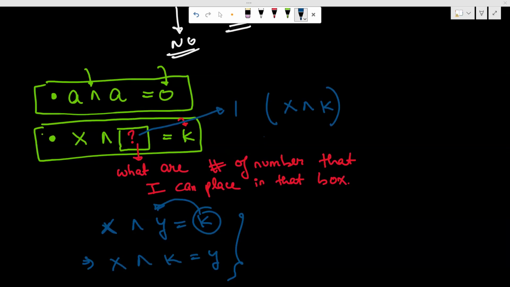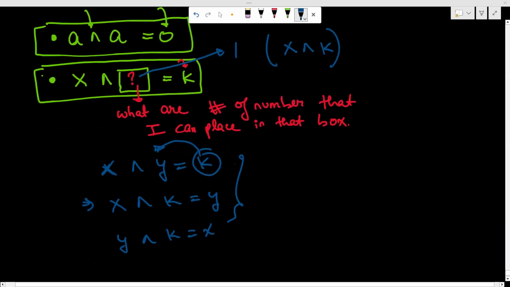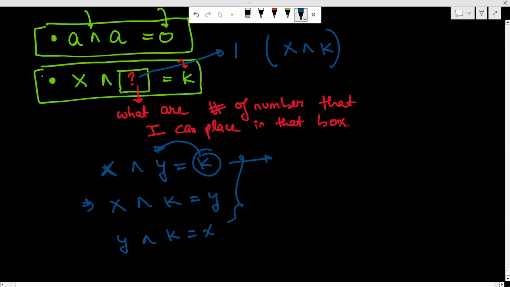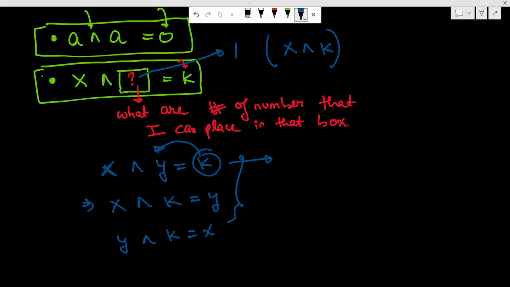Do you all get this point that there is only one possible number that can be placed in that box? What is the proof? You can anytime just try out some examples and you will get the proof for this. But this is a very basic property of XOR operations. For now, if you don't know this property, you can assume it. Okay, cool.